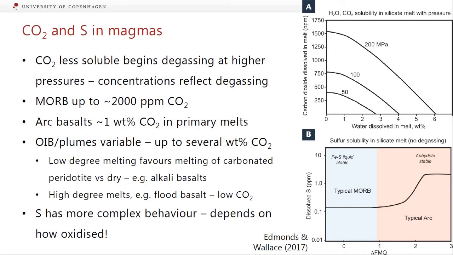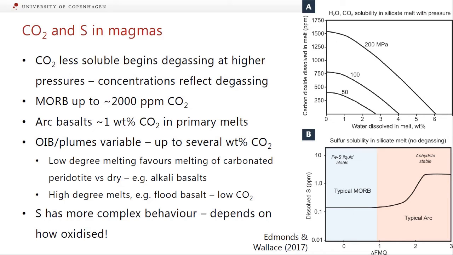It's very hard to get primary CO2 concentrations, but there's some estimates here. This is kind of what people expect it would have been before it degassed. So mid-ocean ridge basalts can be up to a couple of thousand ppm CO2. Arc basalts may be up to 1 weight percent in the primary melts, but I believe this is quite difficult to estimate. Because of all the complex plumbing system we're talking about, there's lots of opportunities for CO2 to degas.